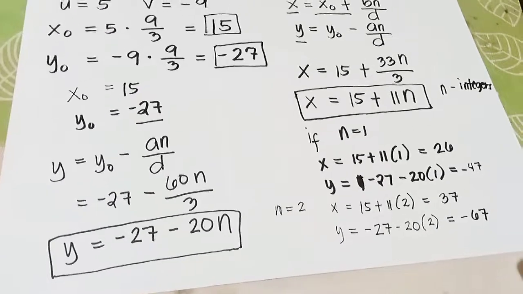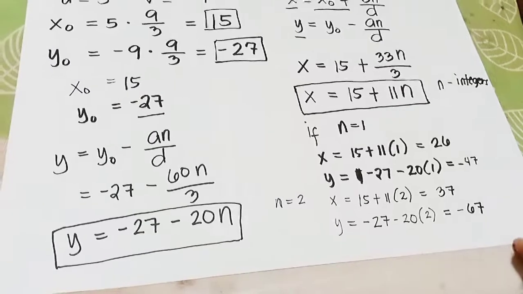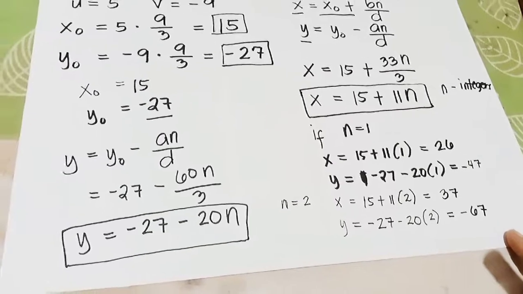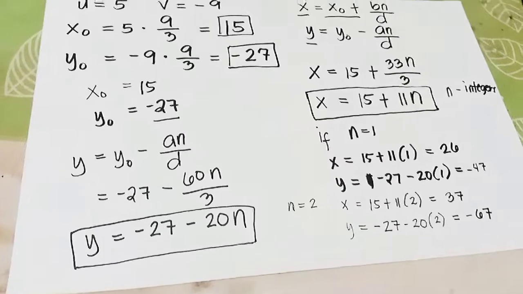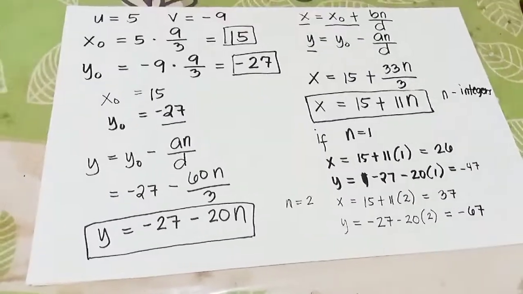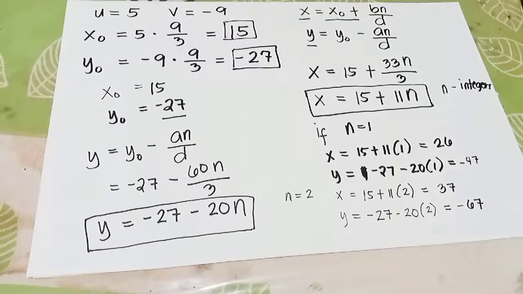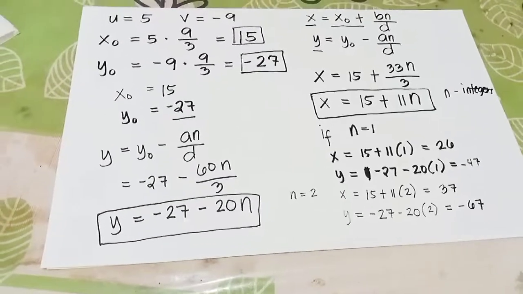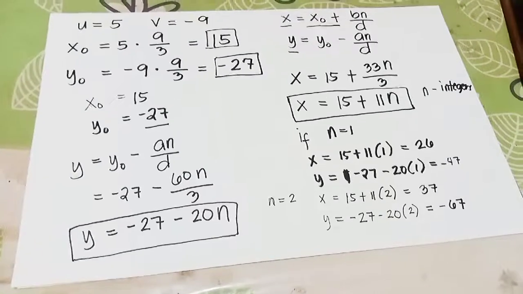And so on. If you let n be any integer, you will definitely get the values of x and y. So that is all about how to find the solutions of a linear Diophantine equation.